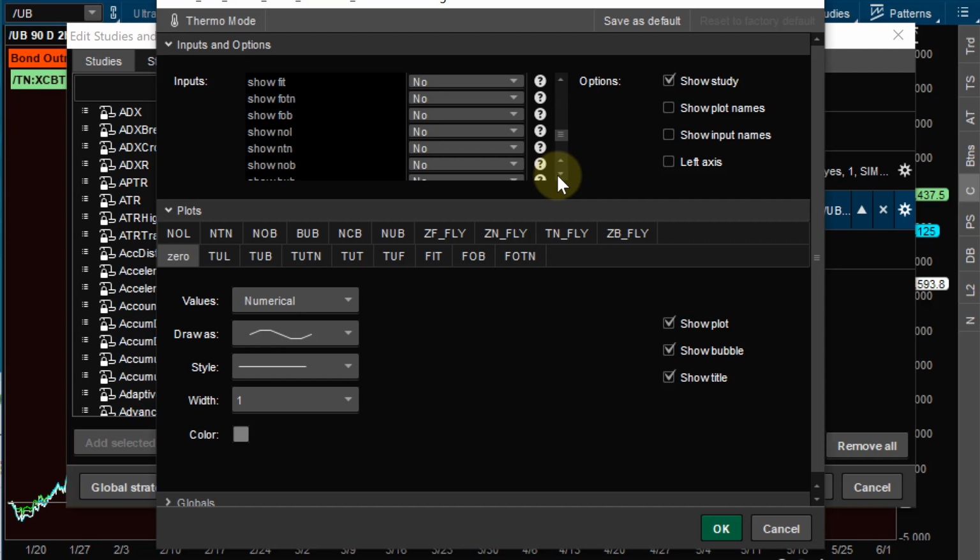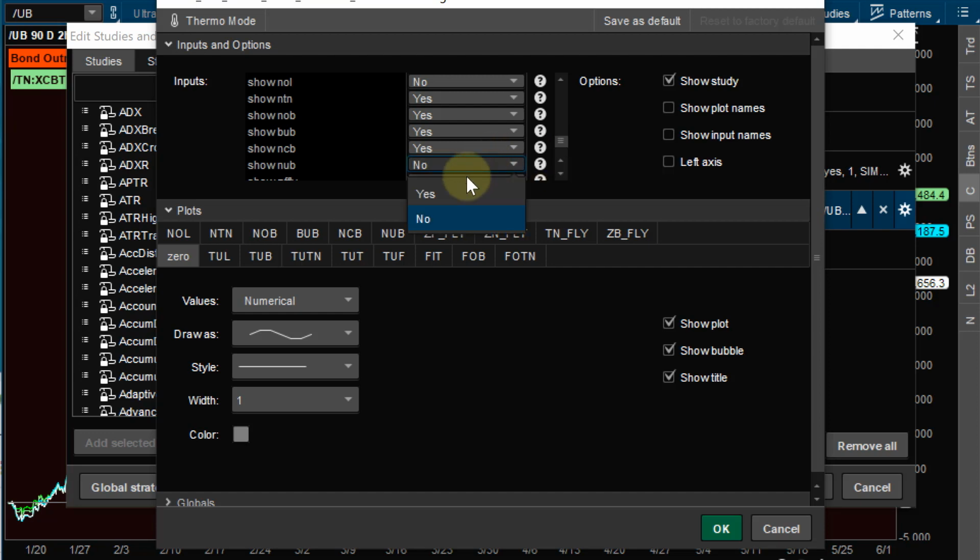And here are all our spreads. The spreads that I'm going to focus on are going to be the BUB, the KNOB, the NTN, because what I want is the different spreads that include the 4 products that we just talked about. And the 4 products being the ZN, the TN, the ZB, and the UB.